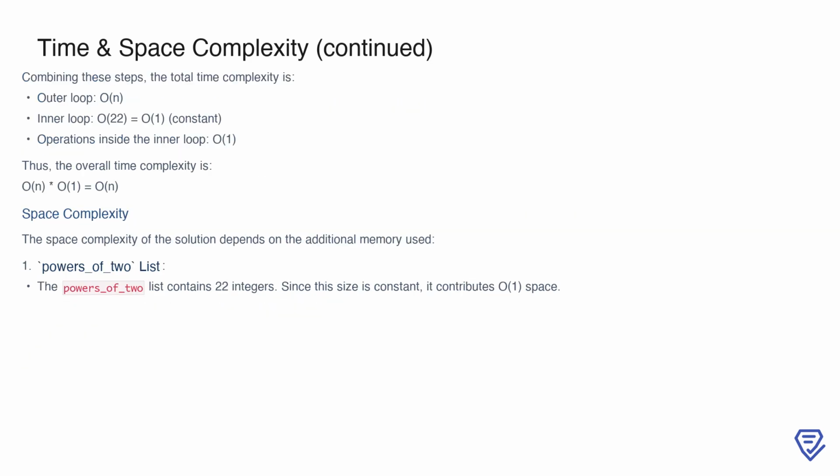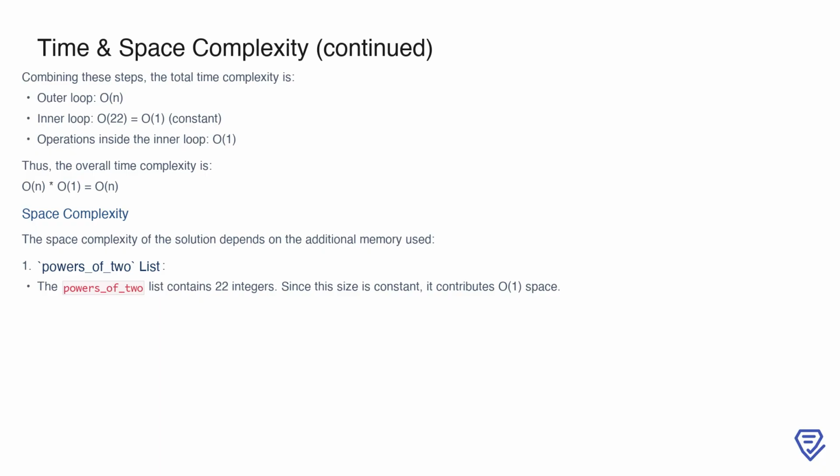Now we combine all these components to calculate the total time complexity. The outer loop runs n times, and the inner loop runs a fixed 22 iterations, which simplifies to O(1). Since the operations inside the inner loop, such as dictionary lookups and updates, are also constant time, the total time complexity becomes O(n) multiplied by O(1), which simplifies to O(n).